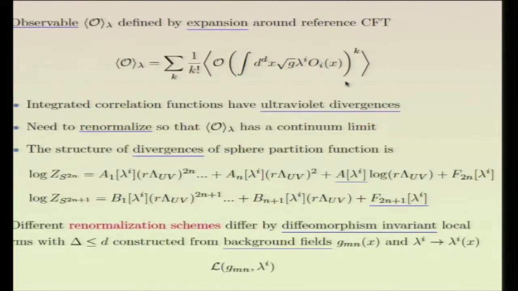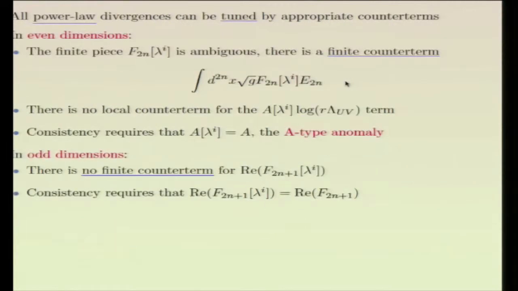So now what remains is in even dimensions, the logarithmic divergence and the finite piece. Okay? So let's deal with them one at a time. So the first statement I want to make is that in even dimensions, the finite piece of the partition function is completely ambiguous because you can define a finite counter term.